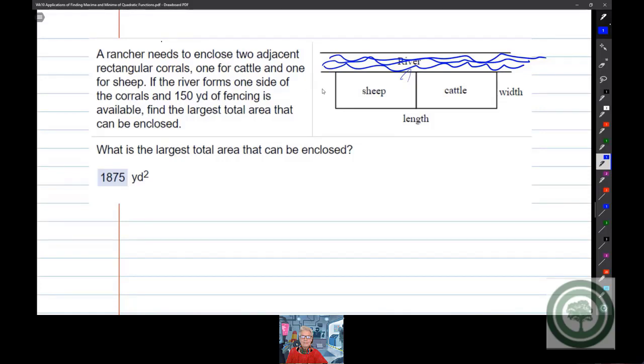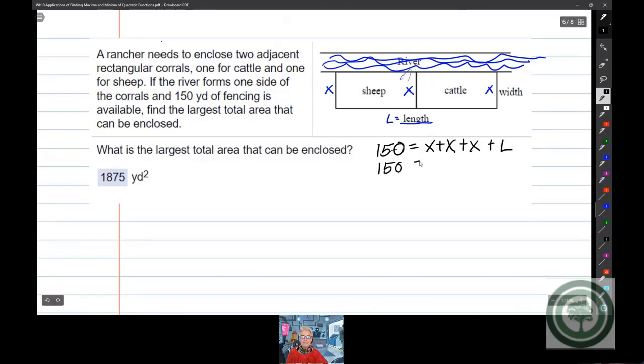Now, what will that fencing make? It will make this side and this side and this side and the length L. So 150 yards of fencing is going to equal X plus X plus X plus L. So 150 equals 3X plus L. Okay, that doesn't tell me much at all.